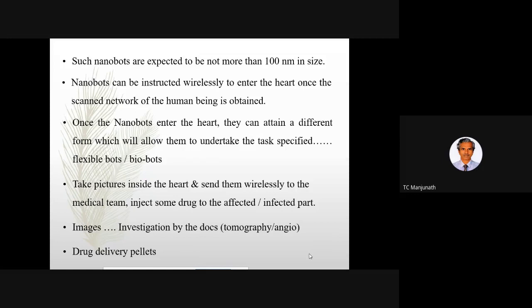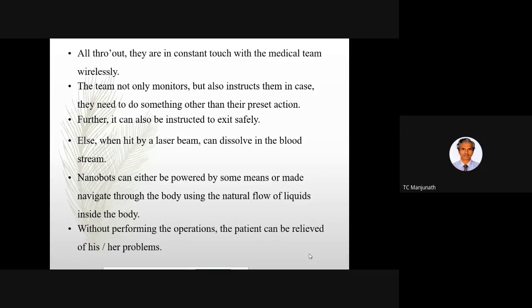They can take pictures inside the heart and send them wirelessly to the medical team, or inject some drug to the affected patients or the infected parts. These images sent by the microbots or nanobots can be used by the doctors for investigation purposes, for tomography and angiography, and they can also act as drug delivery pellets. All throughout, they are in constant wireless touch with the medical team. The team not only monitors but also instructs them if they need to do something other than the preset action, such as put a stent in a vein or a capillary, kill a particular cell, or spray some powder. It can also be instructed to exit safely from where it entered.